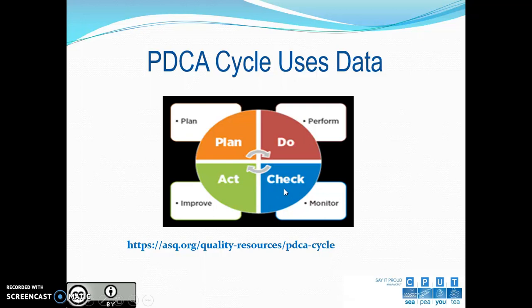On the third quadrant, we have the check stage. This is where we analyze the collected data and compare the actual results against planned objectives to measure customer satisfaction. On the last quadrant, we act. This means we fully implement what was planned in order to improve processes.